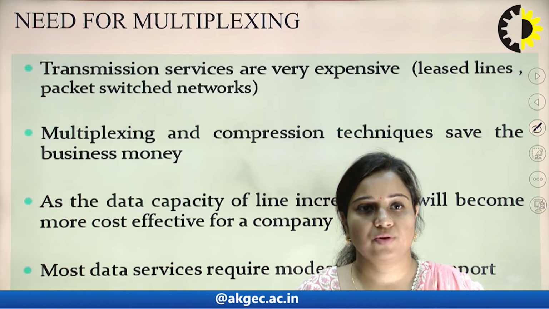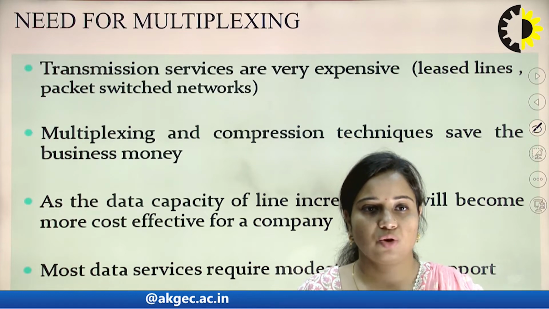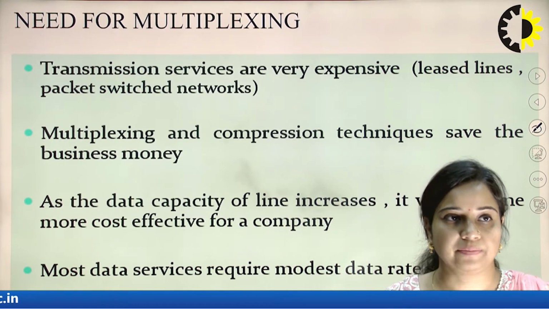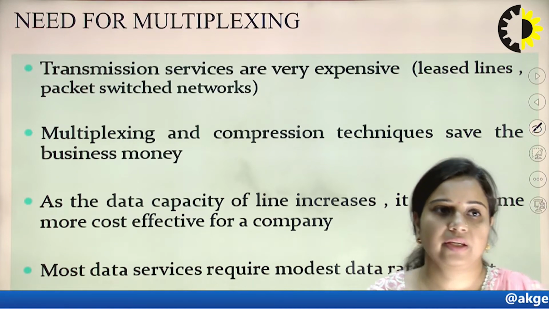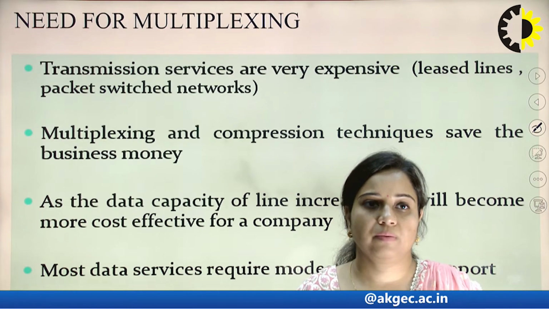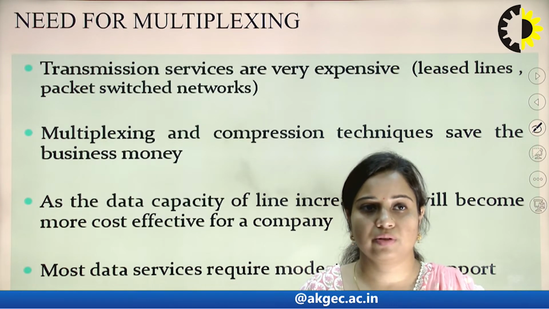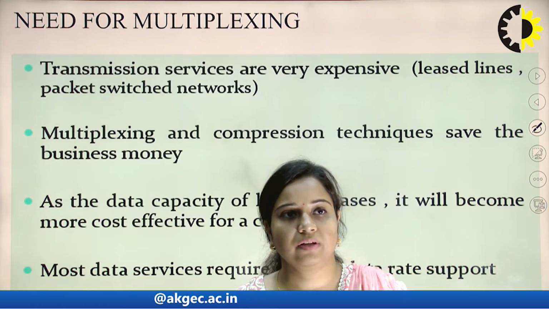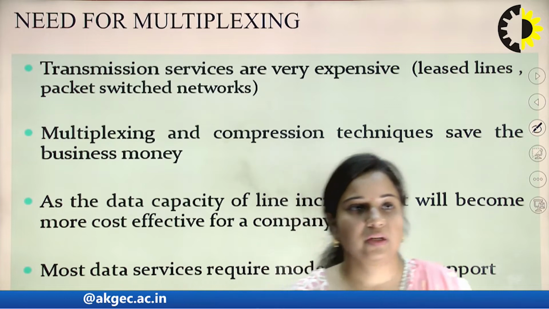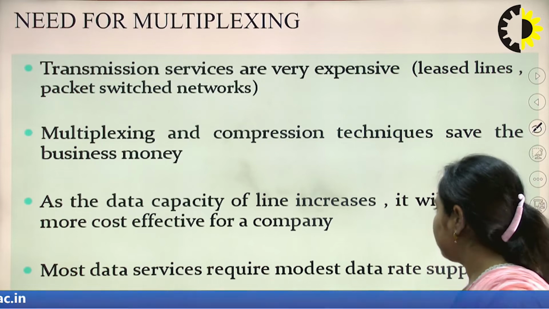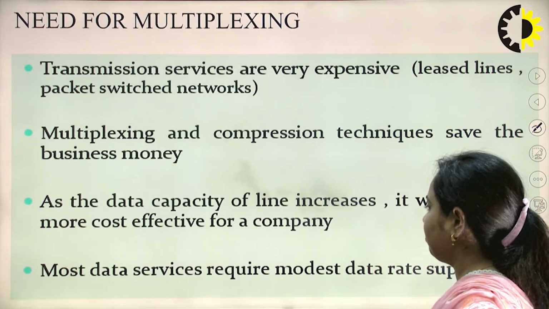Let us say 4 users want to transmit information. Instead of using 4 different wires, we can use a single wire, so that they can share the common channel. Multiplexing and compression techniques save the business money. Compression means we compress the multiplexed signal so that the bandwidth is reduced for transmission, and it can be delivered to the receiver side without any intersymbol interference. Also, as the data capacity of a line increases, it becomes more cost effective for a company.